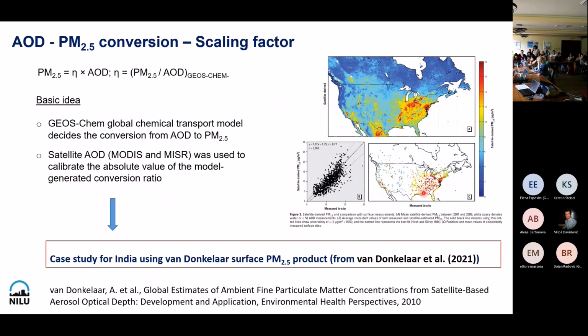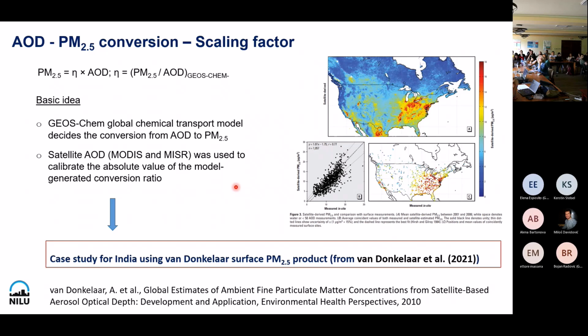He'll show you some examples. This is the scaling approach where you use the ratio, or you let the model decide on the conversion of AOD to PM. So this is the factor. And then the satellite just basically calibrates the absolute value of the model conversion. And there is one operational product from which you can use data, and I think that Philipp will show you some more examples of that.